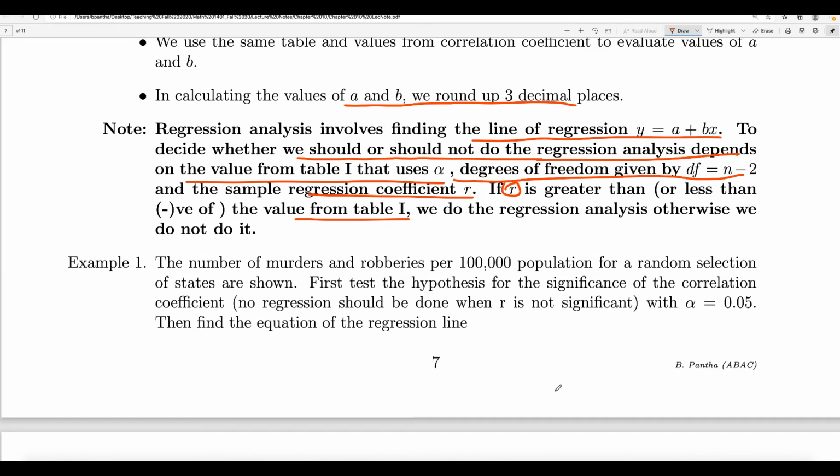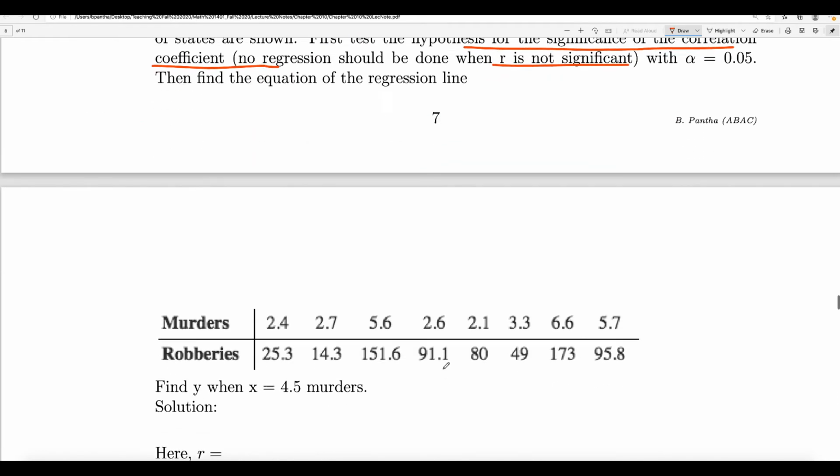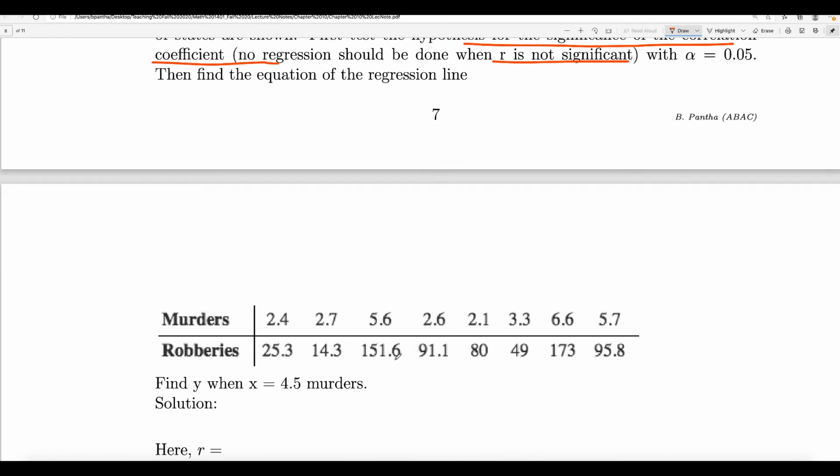Let's see this example. The numbers of murders and robberies per 100,000 population for a random selection of states are shown. First, test the hypothesis for the significance of the correlation coefficient, and no regression should be done when r is not significant, with alpha equals 0.05. Then find the equation of the regression line. All right, so this is the data from the sample.